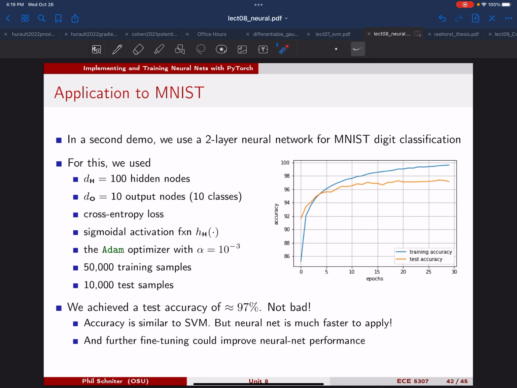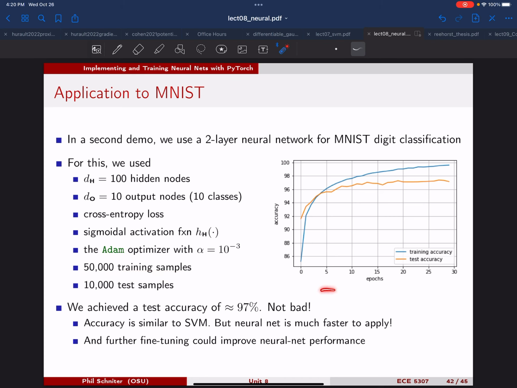I don't think I would have to look at the code. There's a second demo. Probably there was no output activation function at all. You don't really need one. So this cross entropy loss is used for training. And then we're going to use 100 hidden nodes instead of 4 because we need more hidden nodes for this more complex problem. And we're going to use 50,000 training samples, 10,000 test samples.